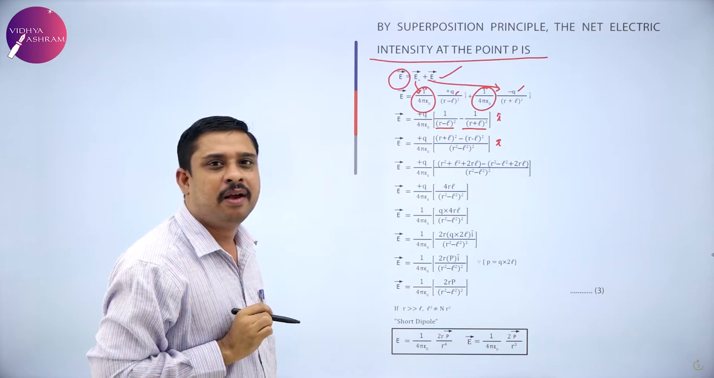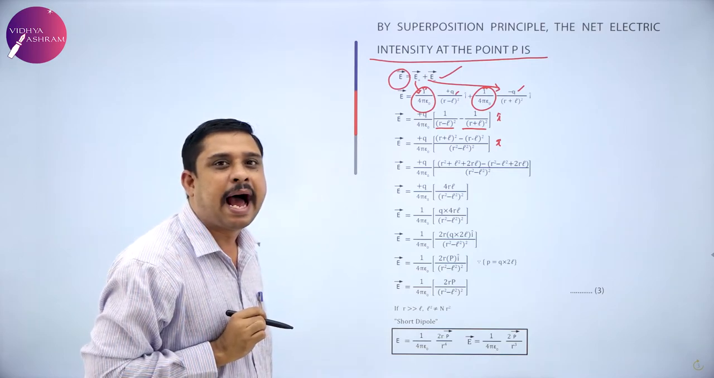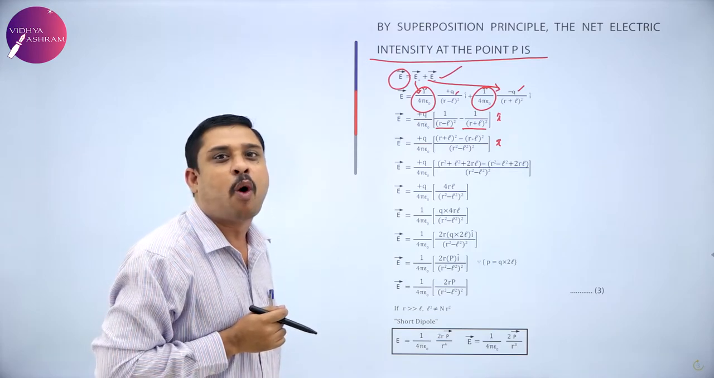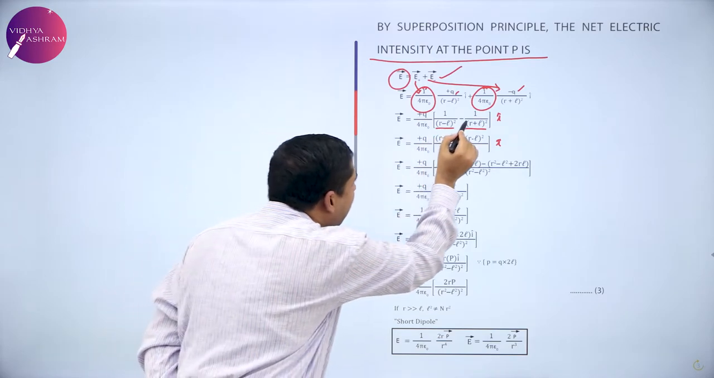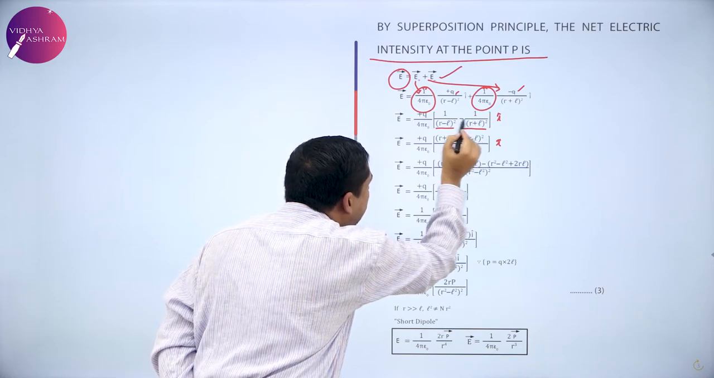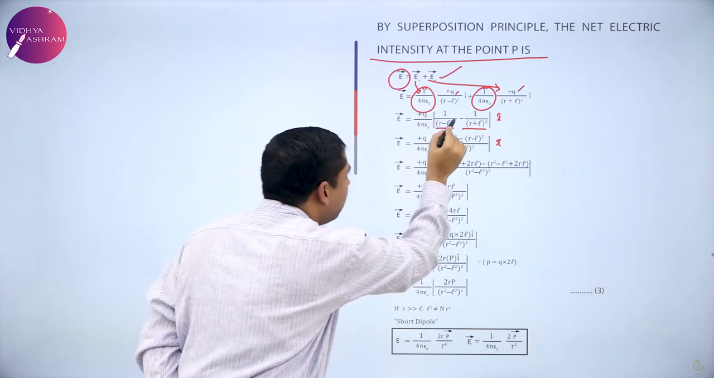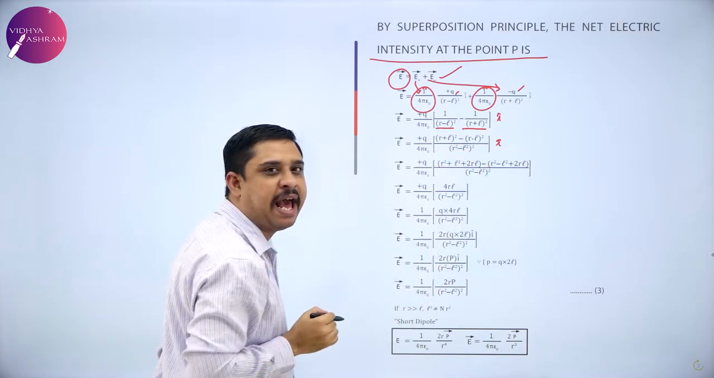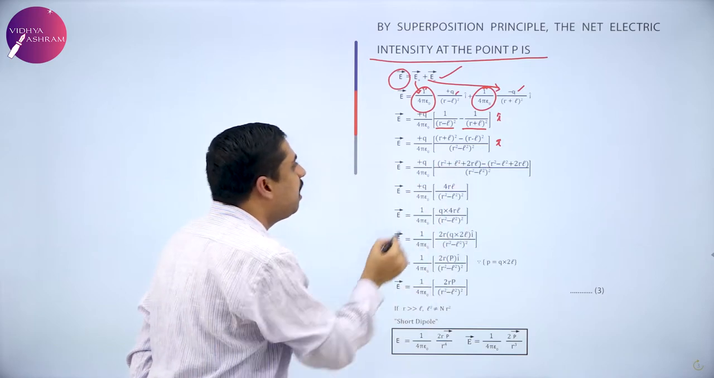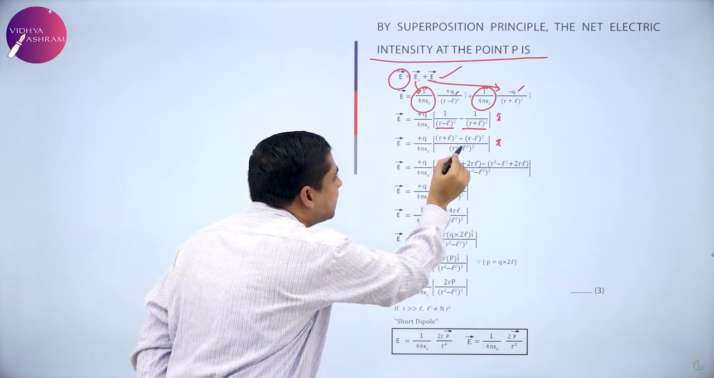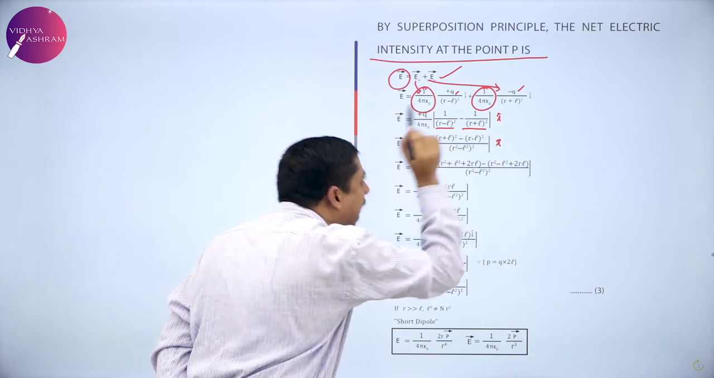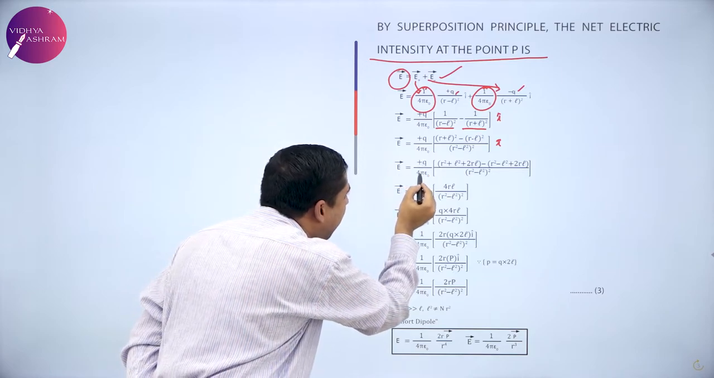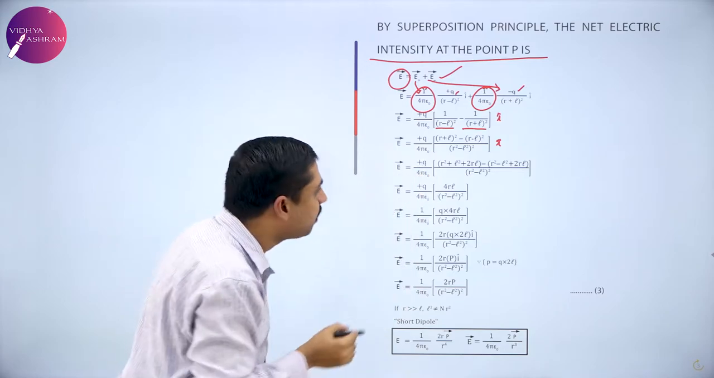I repeat, what am I doing? I am just cross multiplying the terms. So what do I get when I cross multiply? R plus L whole square minus R minus L whole square divided by R square minus L square the whole square into I cap, or again Q divided by 4 pi epsilon naught.